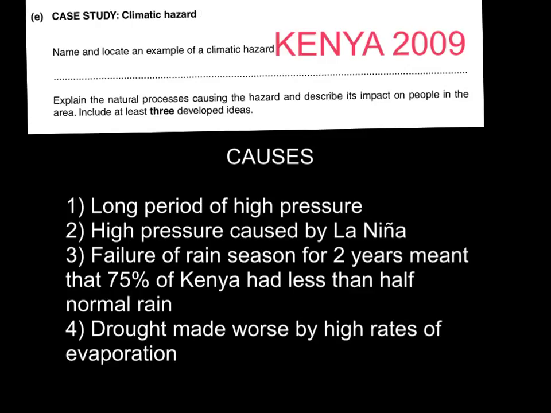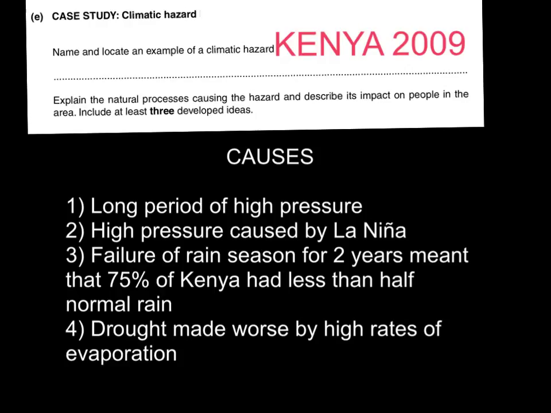And over 2 years, 2008-2009, both rainy seasons failed, meant that 75% of Kenya had less than half of the normal rain. Now remember, we're talking about subtropical Africa here. So again, high pressure, few clouds, very hot conditions, exceptionally high evaporation rates.